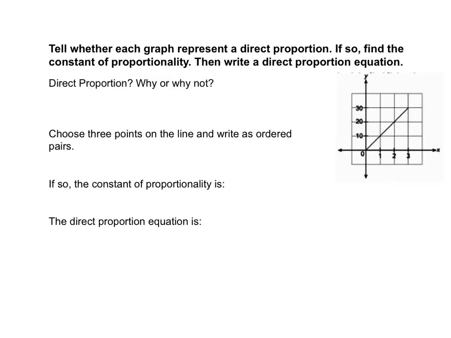So now we're going to tell whether each graph represented a direct proportion. If so, find the constant of proportionality, then write a direct proportion equation. So we're going to do a few examples to kind of hit home what we just went over on the last slide. So is this a direct proportion? Why or why not? Well, there were a couple of things that we saw on the last slide that determine that. Is it a straight line? Yes. Does it go through the origin? Yes. Is it slanted? Yes. So yes, yes. Okay. It is a straight line.